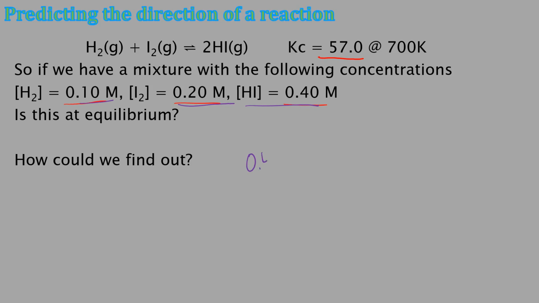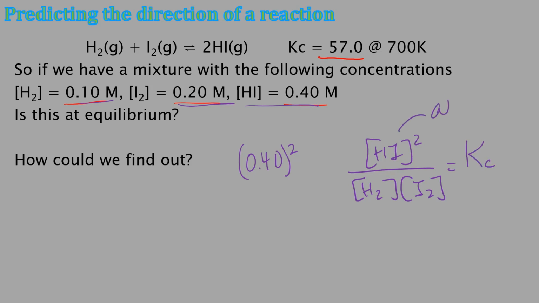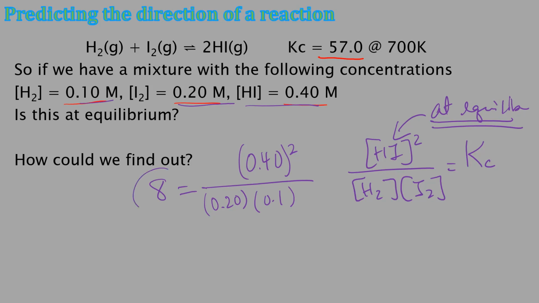So it would be 0.4 squared, because the equilibrium expression is HI squared divided by hydrogen divided by iodine, and that gives us K if these are at equilibrium, right? The concentrations have to be at equilibrium to give us K. We don't know if they're at equilibrium or not, so we're just going to plug it in and see. If I take 0.4 squared and divide by 0.2 times 0.1, that gives me 8. Well, that's definitely not Kc, so it's not at equilibrium.